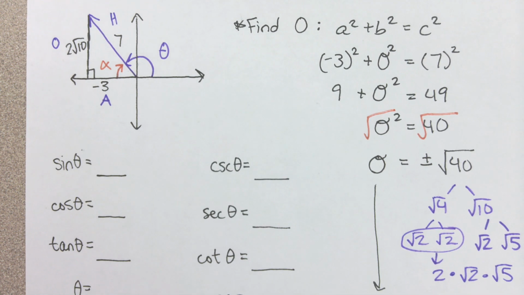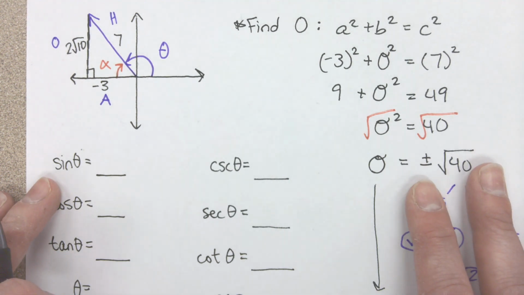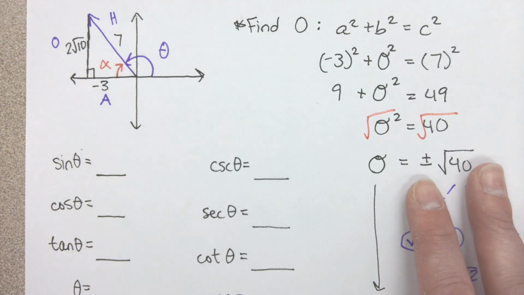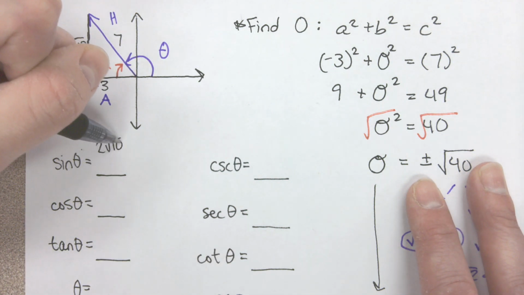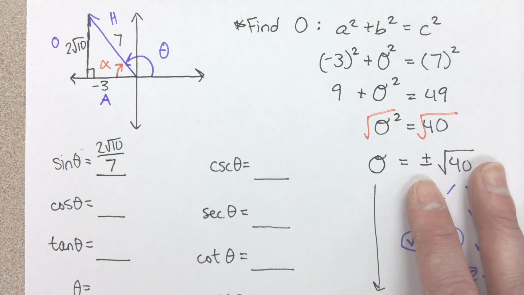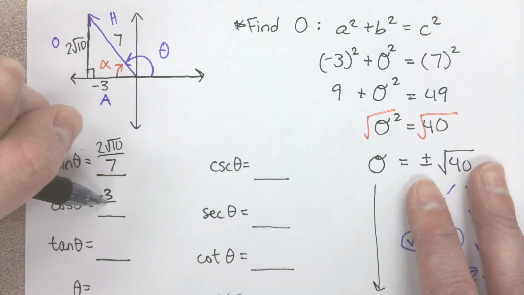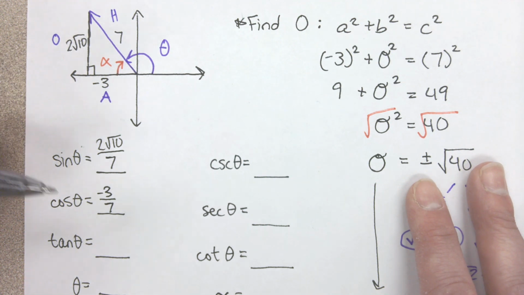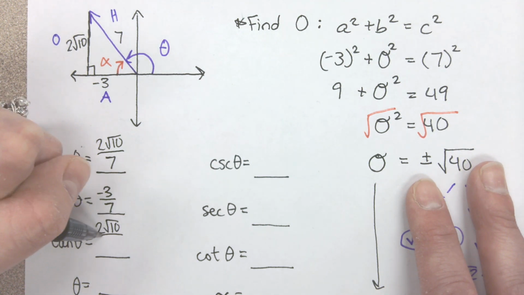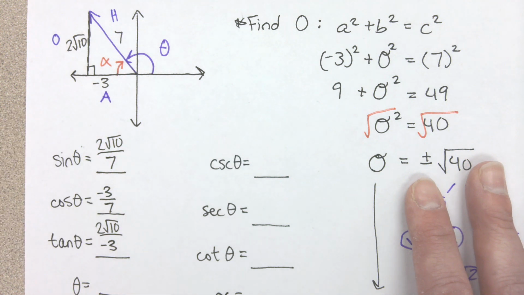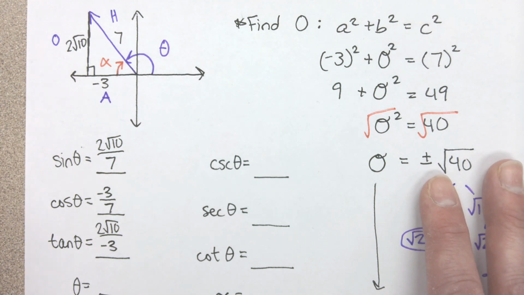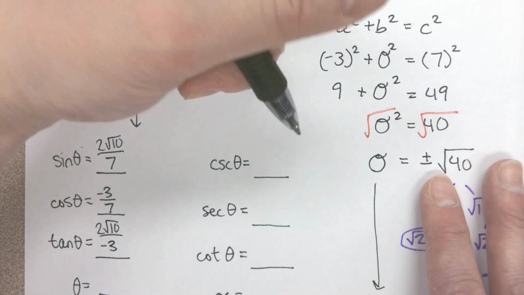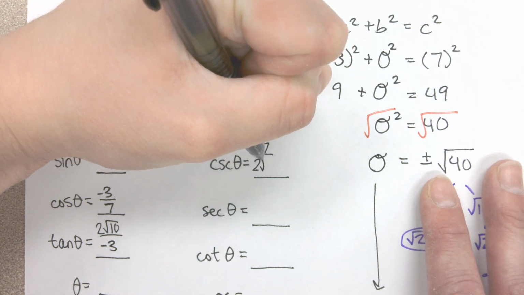Let's start with the trig functions. Sine is O over H, that's 2 rad 10 over 7. Nothing to change there. Cosine is A over H, that's negative 3 over 7. Tangent is O over A, that's 2 rad 10 over negative 3. And the reciprocals, cosecant, that's 7 over 2 rad 10.